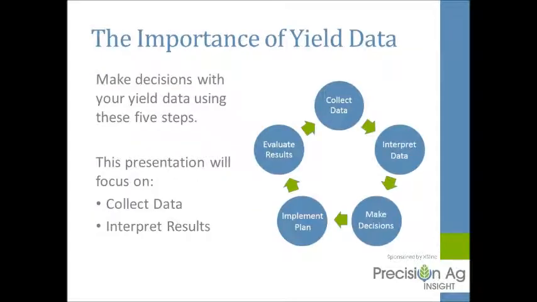All of us know the importance of yield data. Most of our clients or producers make decisions with yield data, and it can basically be broken down into 5 steps. The 2 things we're going to focus on today are collecting the data and interpreting the data. In this 5-step process, yield data is used in collecting the data and evaluating the results. So we can see that yield data is a vital part of what I would call this precision ag process.